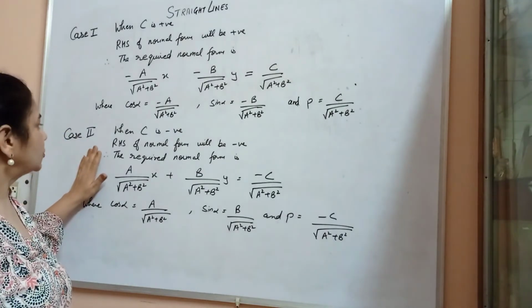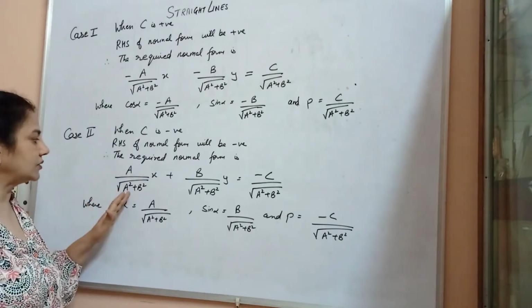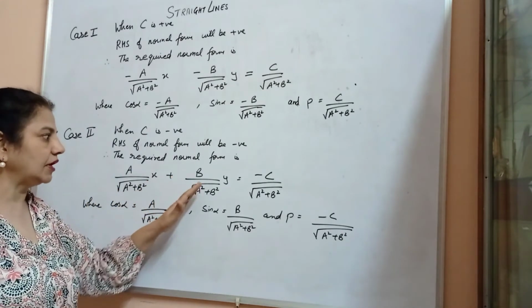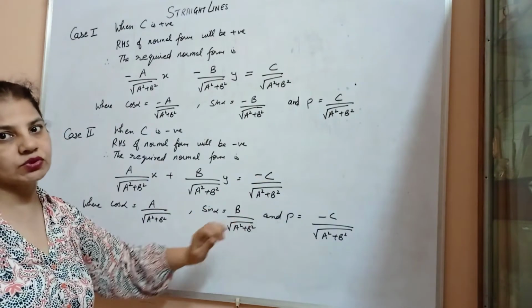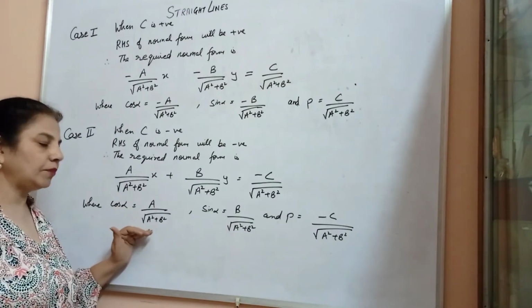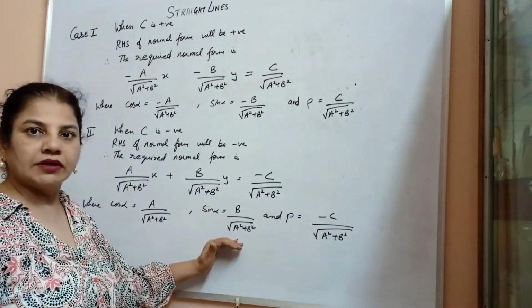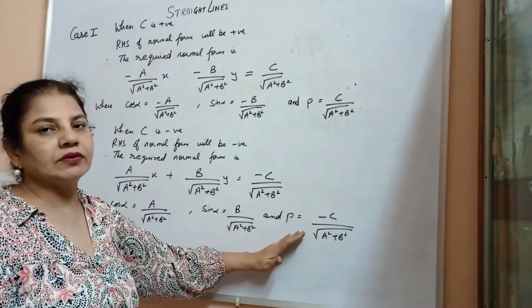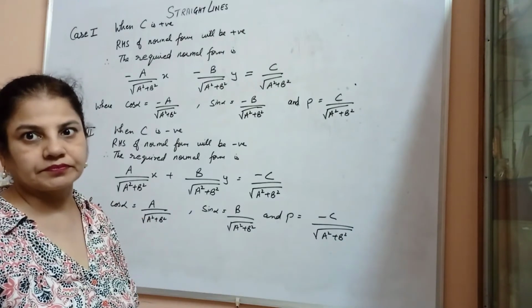Case 2, when c is negative, then the right hand side of the normal form should be negative. So the required equation reduces to positive a upon under root a square plus b square x plus positive b upon under root a square plus b square y is equal to minus c upon under root a square plus b square. So here we can say that cos alpha is a upon under root a square plus b square, sin alpha is b upon under root a square plus b square, and the perpendicular distance is minus c upon under root a square plus b square.